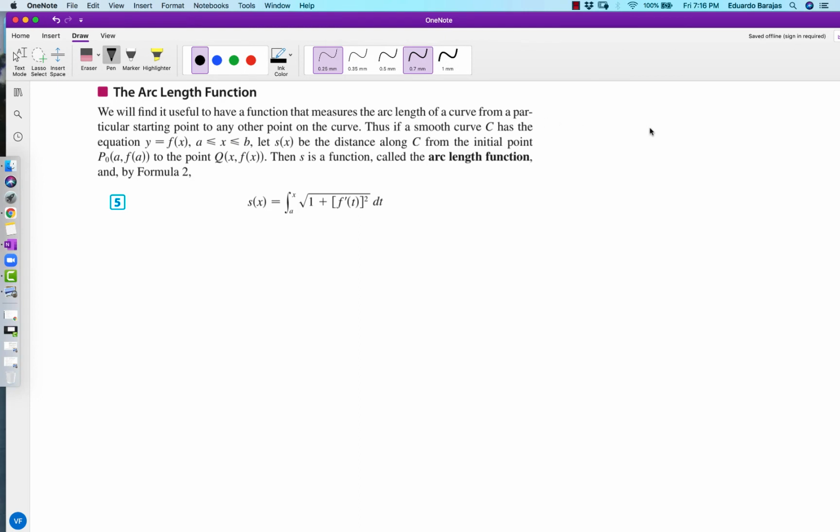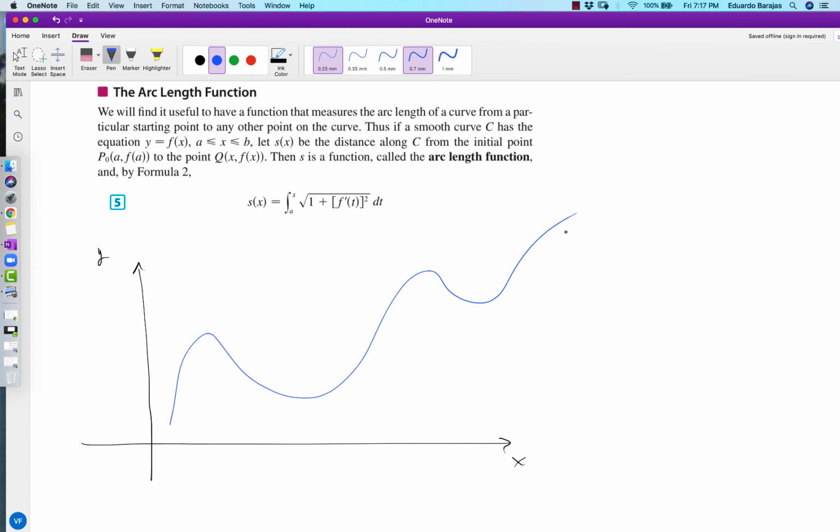Okay, the arc length function. So we will find it useful to have a function that measures the arc length of a curve from a particular starting point to any other point on the curve. So let's draw a quick little picture to have this in mind. So let's say we have some function. Here we have y going that way, x going this way, and we have some curvature doing that, whatever. So this is curve C, which is a function f of x.